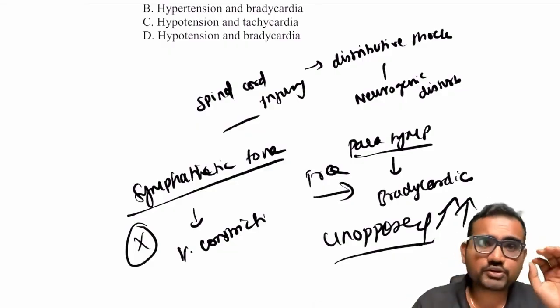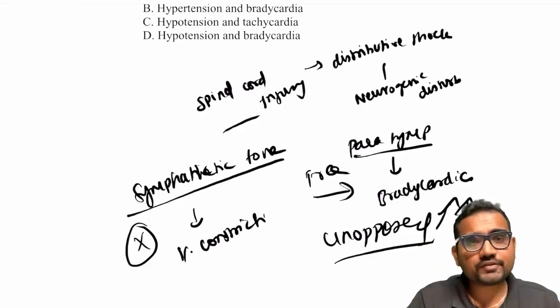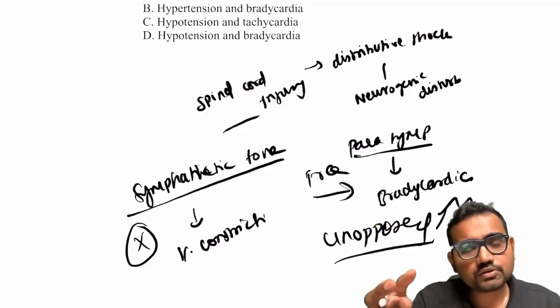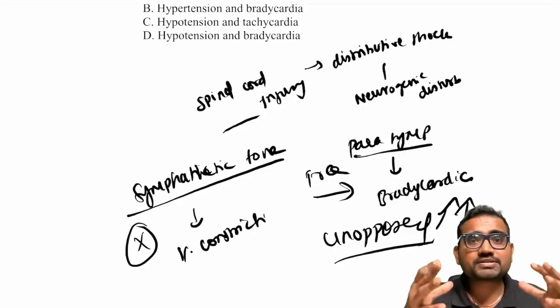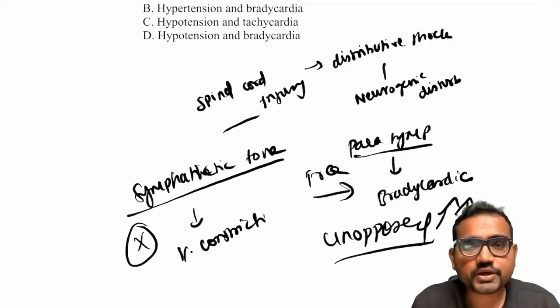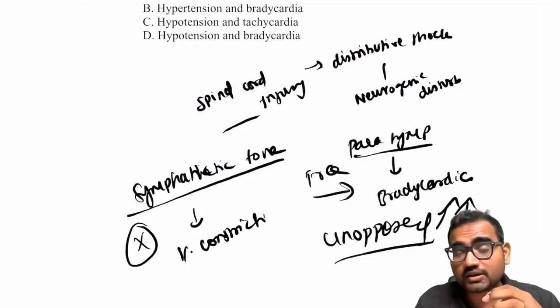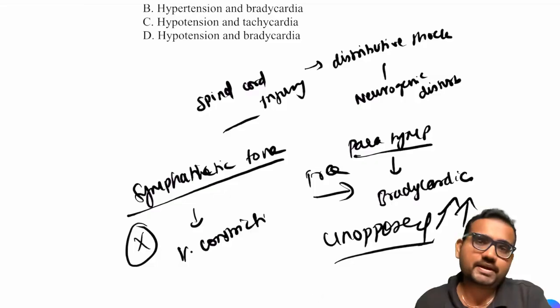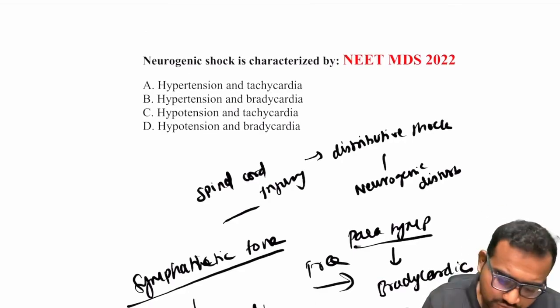So whenever the patient is having neurogenic shock, there's going to be distributive shock, from the spinal cord injury, and the sympathetic tone is going to be affected. Sympathetic tone is mainly responsible for peripheral vasoconstriction. So when it is affected, that is going to result in vasodilation, which is going to result in decreased blood pressure, which is going to cause hypotension. The parasympathetic tone naturally causes bradycardia. The body tries to reverse it, but because the sympathetic tone is affected and the parasympathetic is unopposed, the patient is still going to have bradycardia. So there is going to be hypotension and bradycardia in patients with neurogenic shock.